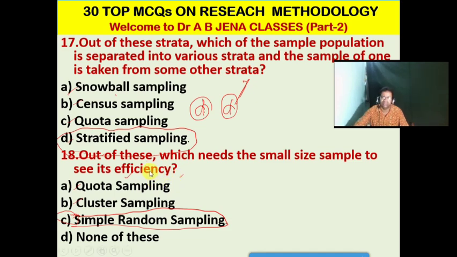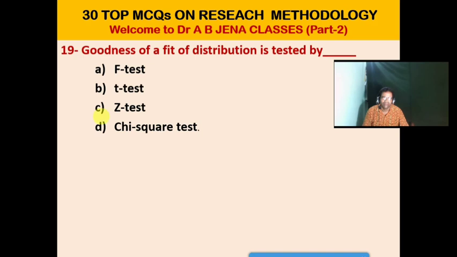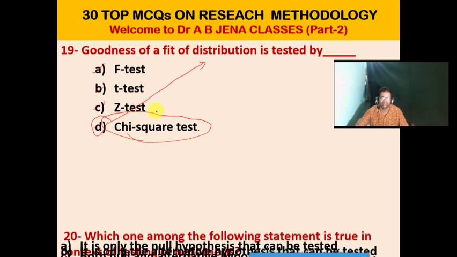So next one MCQ, goodness of fit of a distribution is tested by which statistical technique? A, it's F test, B, it's T test, C, it's Z test, D, it's Chi-square test. So friends, so D is the right option for this MCQ. Goodness of fit of a distribution is tested by which test? Chi-square test. So D is the right option for this MCQ.